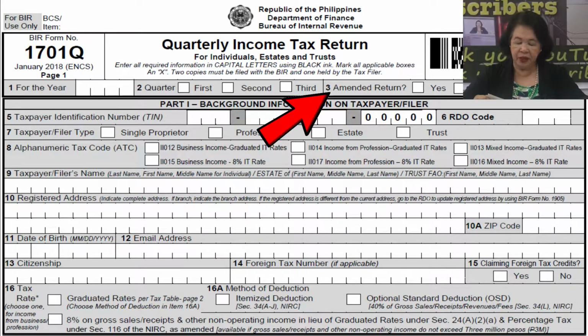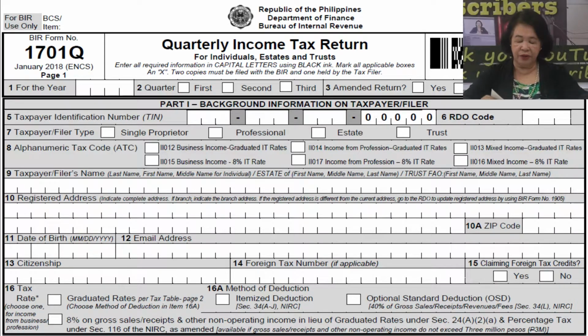Okay. Number 3 is amended return, yes or no. Kung wala pa kayo na-file na original na return, then ang ilagay mo dyan is no. Kasi kung amended, ibig sabihin, meron ka na na-file na iba pang return na unang na-return, and then nag-amend ka, binago mo, nag-file ka ulit. Pagka amended return, i-check ninyo yung box ng yes.